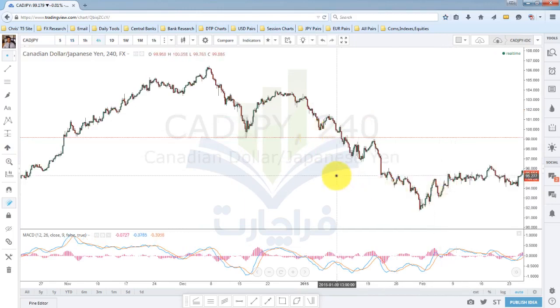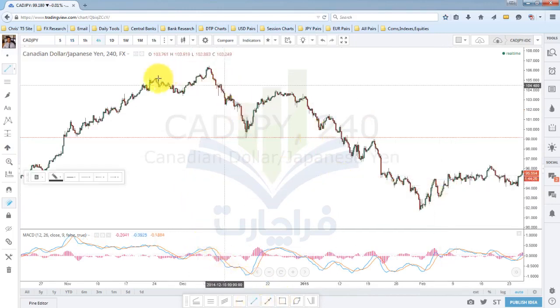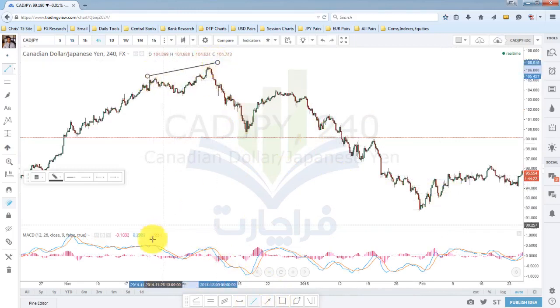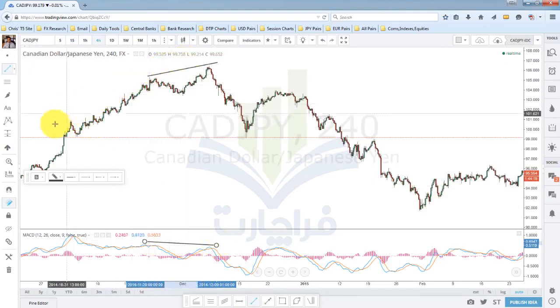This was another really nice setup on the 4-hour Canadian dollar Japanese yen pair. And you see how we have price moving higher here. We have the MACD cycling lower, and we also had this all the way through. You can see there's divergence even back here, but then these most recent cycles diverged, and we had this strong decline right here.